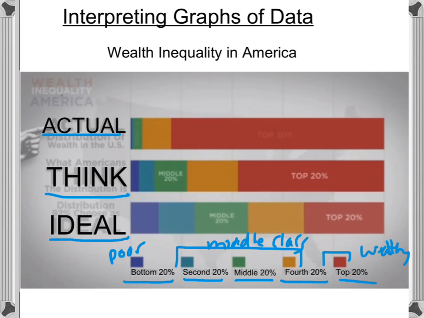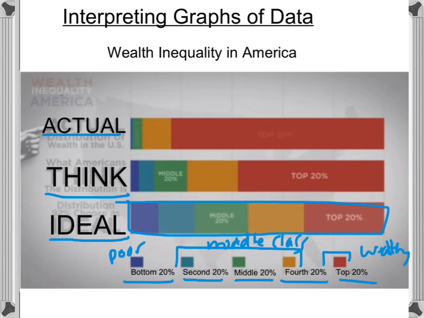Okay. Now let's look at what the ideal is. So this is actually, it looks like a bar graph, but it's actually sort of a pie chart because they take this rectangle and they split it into multiple different parts. So the whole rectangle itself is 100%, but then they split it into different parts to represent how much money these different portions of our society have.